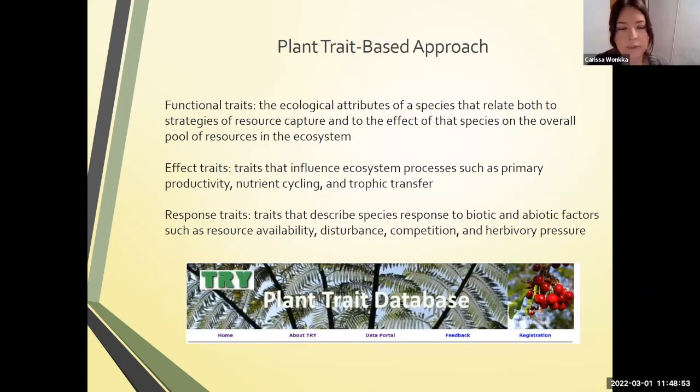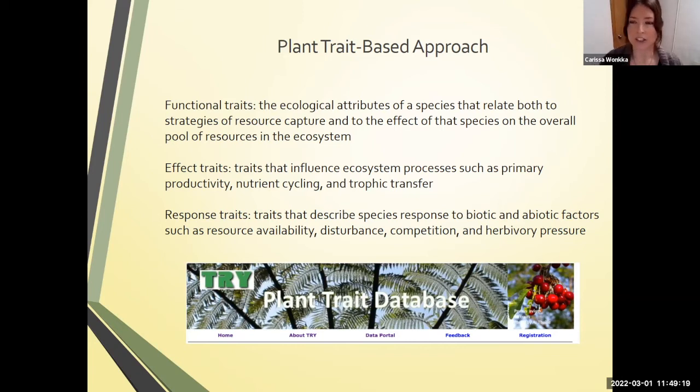So when we're thinking about this, we have functional traits, and that's the broad idea of a trait. These are the ecological attributes of the species. They relate to the resource capture and reproductive components of the plant, but they also affect the pool of resources in the ecosystems. So when we're thinking about traits, we can break them down into response traits and effect traits. And effect traits are the traits that influence the ecosystem processes.